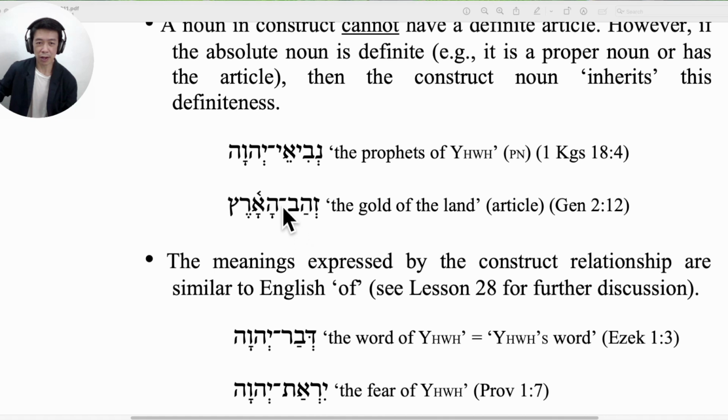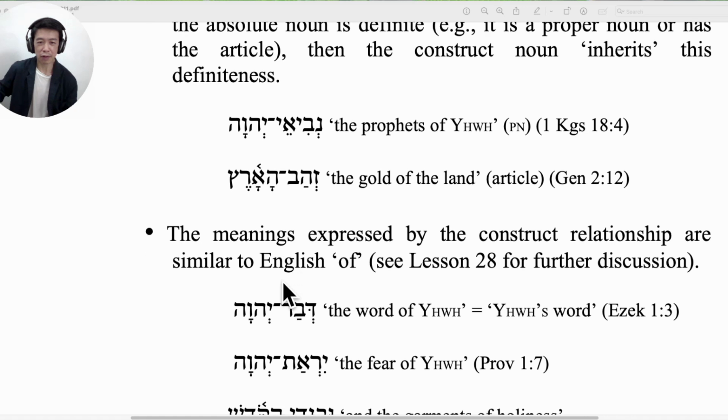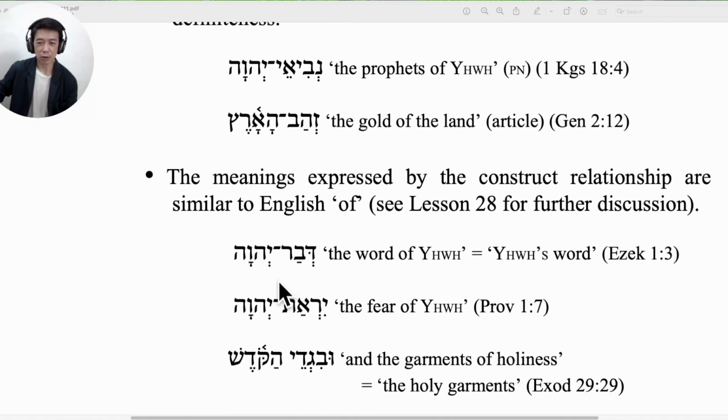So in summary, if the absolute form of the word has a definite article, or if you know that the entity is a definite, specific entity, the whole construct chain becomes definite as well. The meanings expressed by the construct relationship are similar to English "of." So when we do translation, we can add the word "of" to express the possessiveness of the phrase.